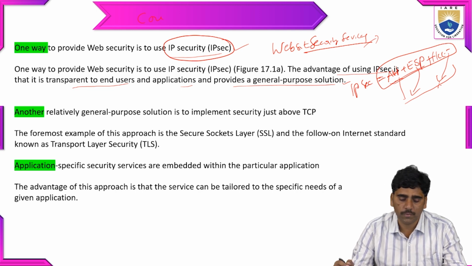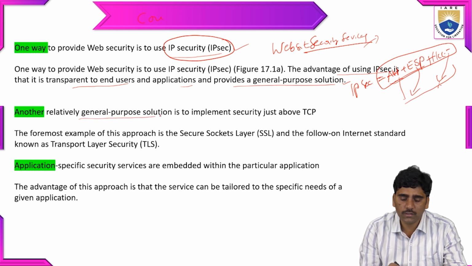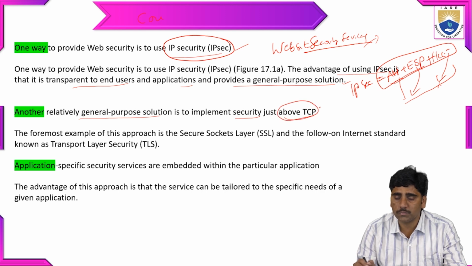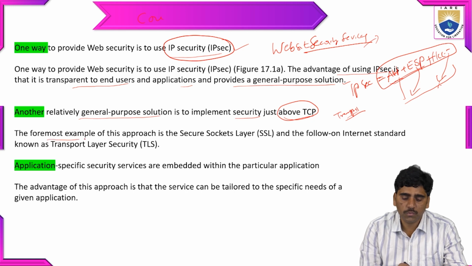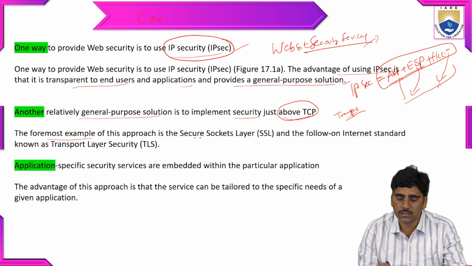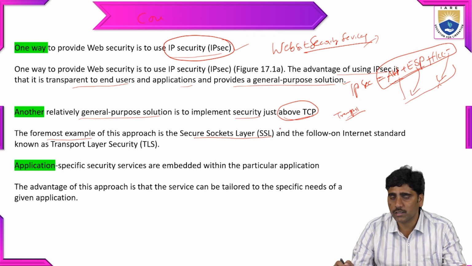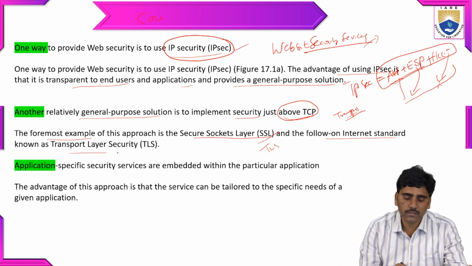Another relatively general purpose solution is to implement security just above TCP, that is, the transport layer. Just above the transport layer, we have to provide a security mechanism. The foremost example of this approach is the Secure Socket Layer, and the follow-on internet standard known as TLS.